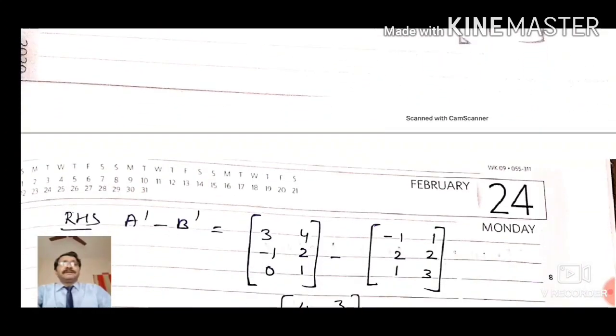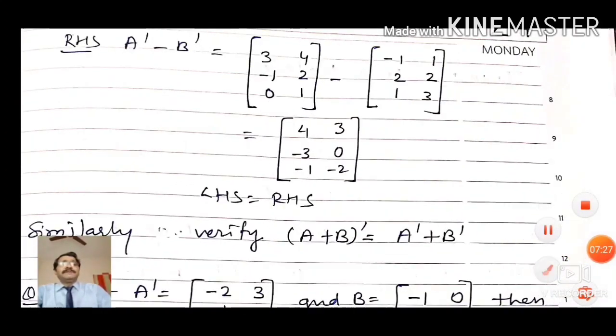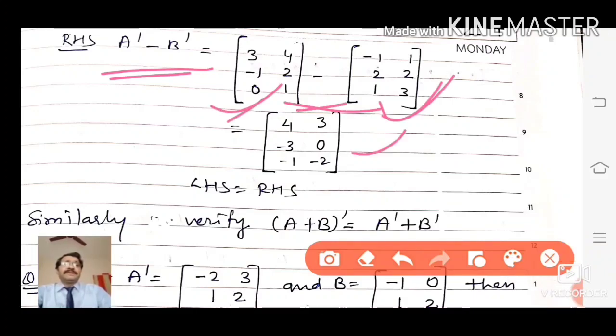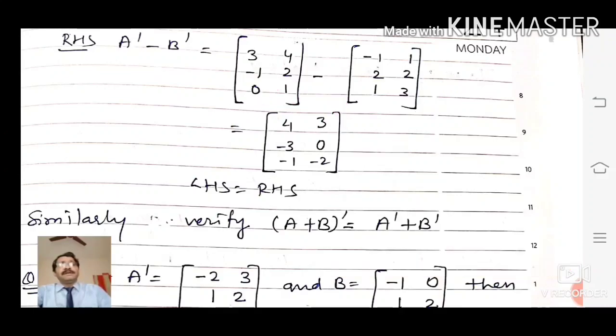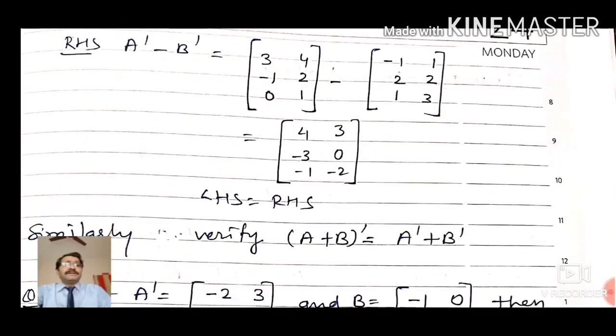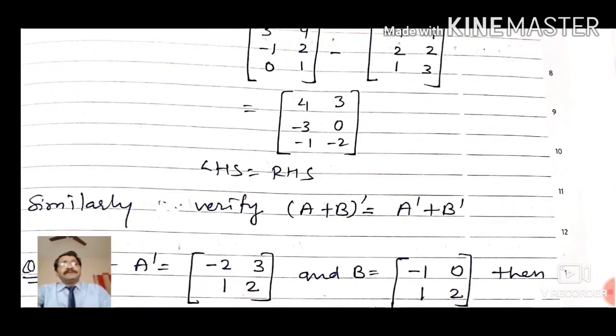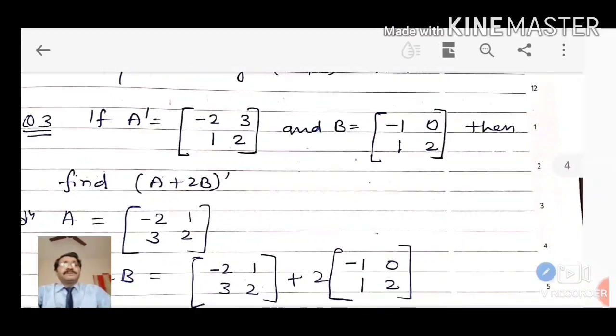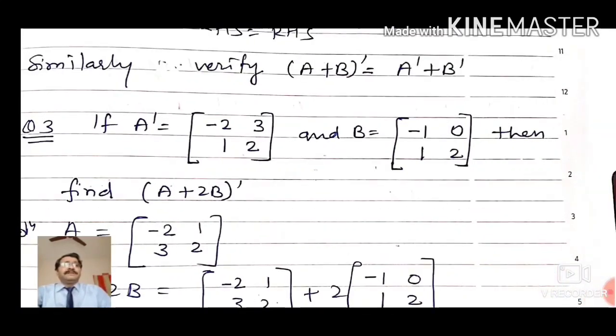Similarly we find the right hand side. A transpose minus B transpose. So A transpose you put here, B transpose you put, and you subtract, you will get this. And this is the same as the previous one we found for (A minus B) transpose. Both are the same, you can see. So left hand side equals right hand side. Similarly you can prove this yourself: verify (A plus B) transpose equal to A transpose plus B transpose. You will do this yourself.